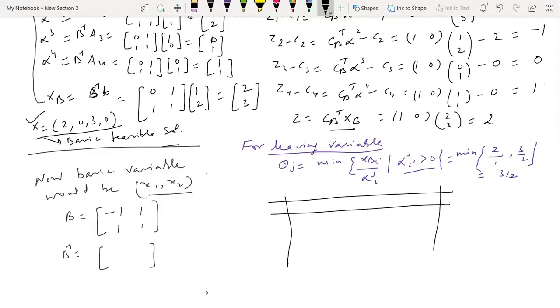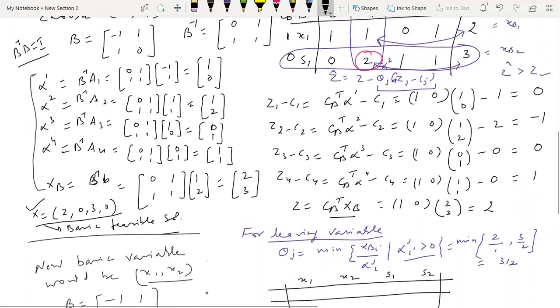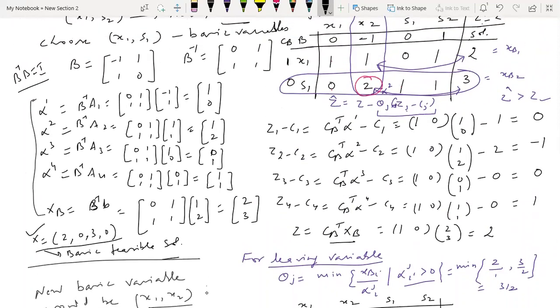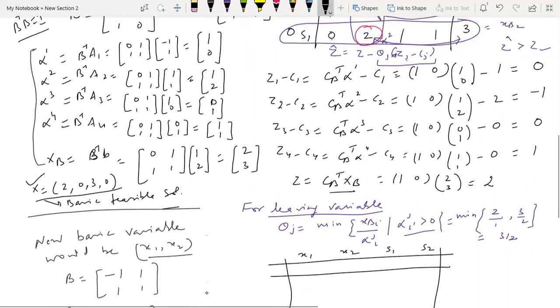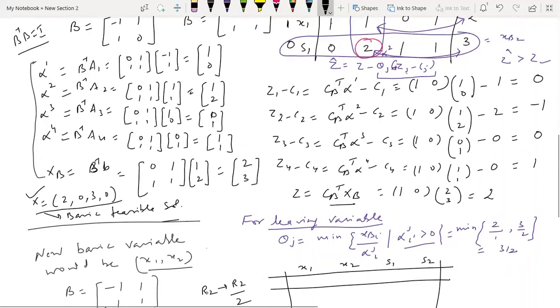So you see here my x1, x2, s1, s2. From here you see 2 is my pivot element. So what row operation am I going to use? Because I am going to make this entry as 1, you divide row 2 by 2 so that this entry will become 1. So my operation is: row 2 goes to divide row 2 by 2. Okay, so what happens? This entry will become 1.